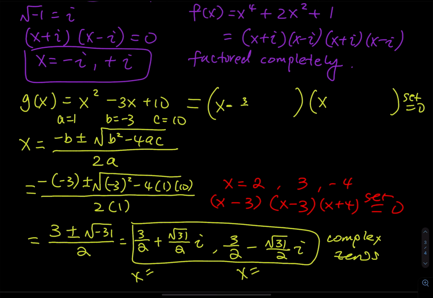So 3 over 2 plus square root of 31 over 2 i, and then you have a minus 3 over 2 minus square root of 31 over 2 i. So that one is factored completely. You set that equal to 0, and then you move this term to the other side, that gives you a plus. You move this term to the other side, that gives you a plus, and then the plus and the minus. You just do the job.